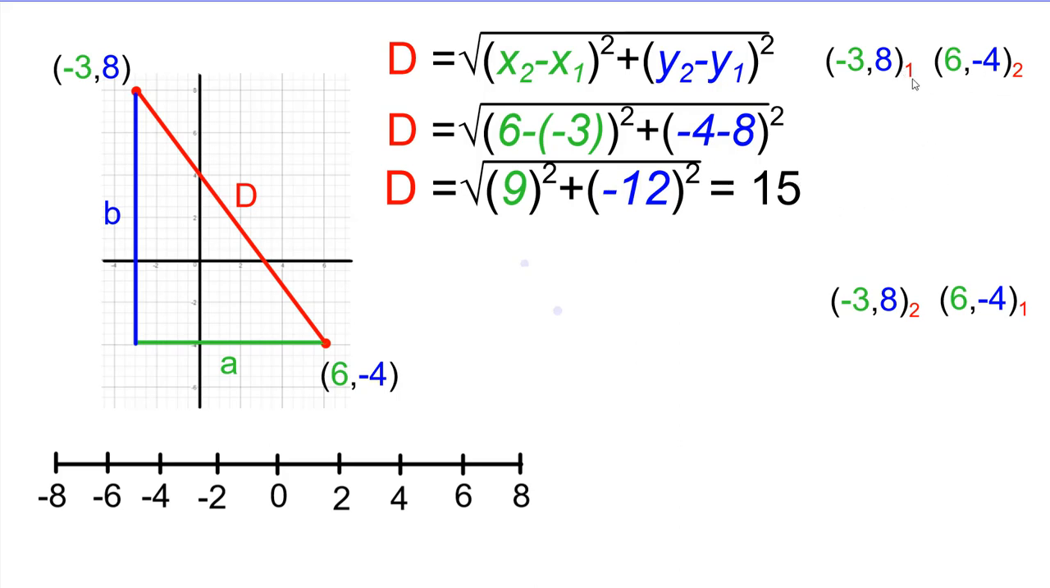Now, what if we switch the order of the x's and y's? What if we did, this is our x2, or our second ordered pair, and this is our first ordered pair, our first and second point? Well, when we do that, all it does is switch the order between those two.